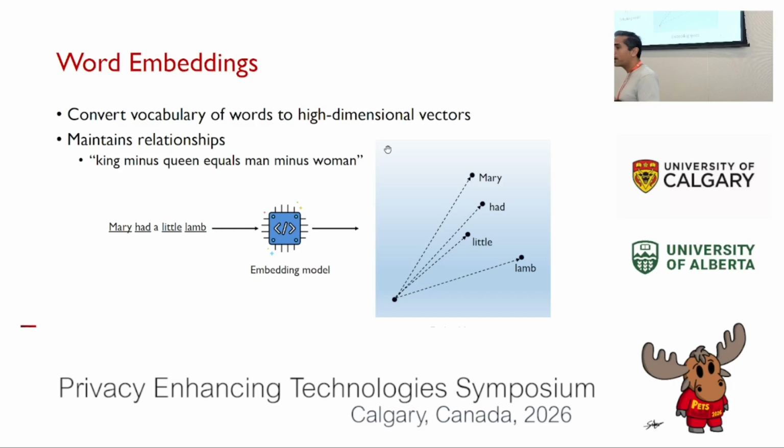So what are word embeddings? This is a process that converts words into high-dimensional vectors. Each word will be converted into a high-dimensional vector in an embedding space. And one of the characteristics of this embedding space is that it maintains relationships between words.